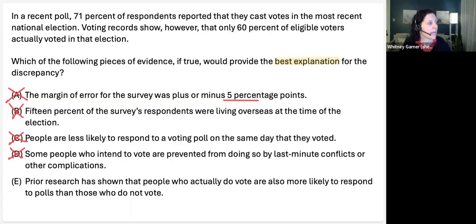And so answer choice E explains that the reason why the sample number didn't match the general population is because the sample is skewed, and it's actually skewed towards voters. So that's why it makes sense that we see a higher percentage of people saying they voted in this poll than the percent of people who actually voted in the real population.